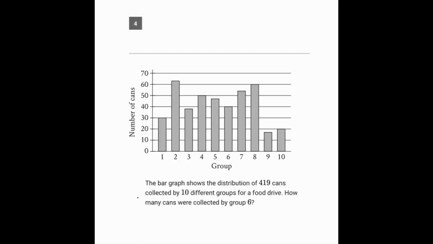Going over to question 4, here we see a bar graph with the number of cans collected by every different group. And we're being asked about group 6, which is this bar right here. And the number collected by group 6 is about 40. And so that'll be our answer for question 4.